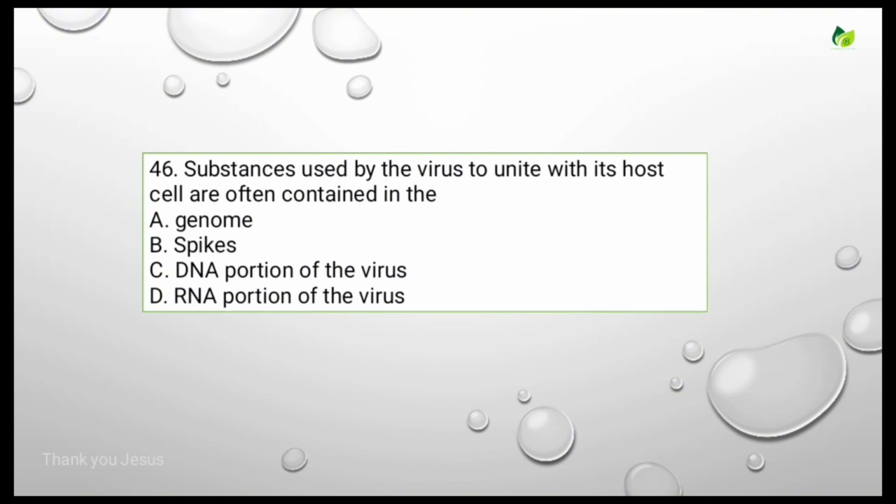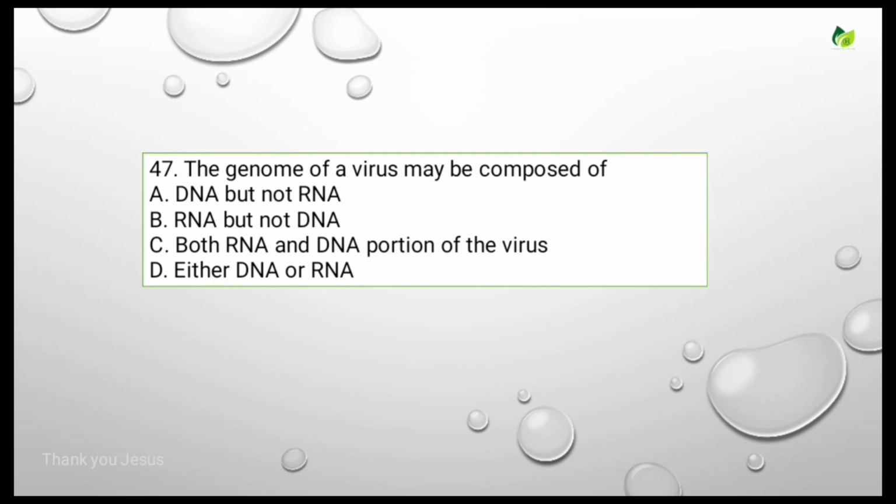Let's see the next question. Substances used by the virus to unite with its host cell are often contained in the, options are genome, spikes, DNA portion of the virus, RNA portion of the virus. Answer is spikes. Let's see the next question. The genome of a virus may be composed of, options are DNA but not RNA, RNA but not DNA, both RNA and DNA, either DNA or RNA. So viruses have either DNA or RNA as genetic material.